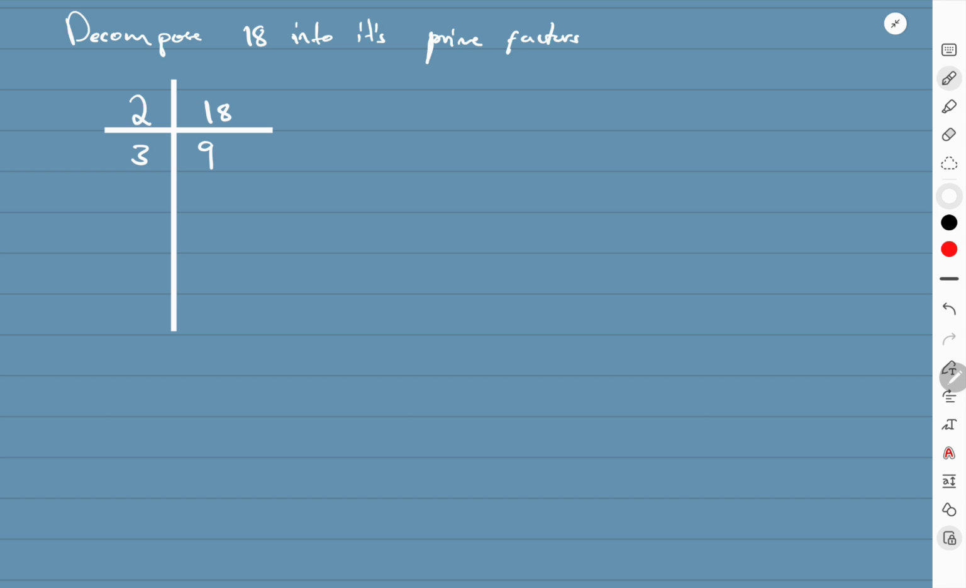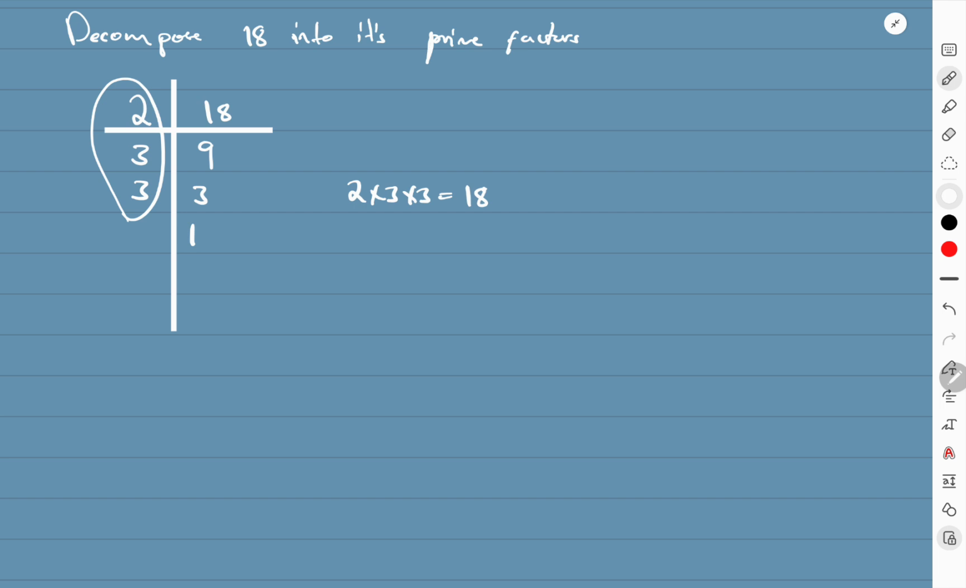Then I ask myself, how many times can a 3 go into 9? It goes 3 times. Can a 3 go into 3 without leaving a remainder? Yes, it means I'm going to write the 3. How many times can a 3 go into a 3? It goes 1. It means all of these numbers here, I'm going to have a 2 times a 3 times a 3. The answer is going to give me what?